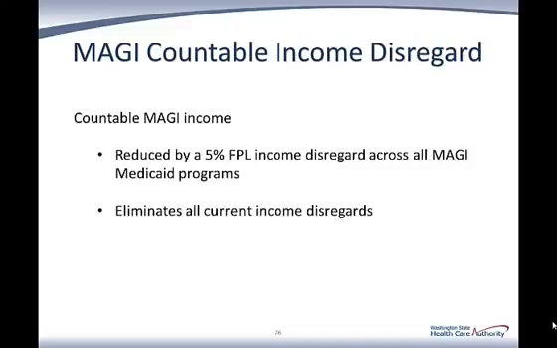For example, for the Family Medical Program, there was a 50% earned income disregard. For Children's and Pregnancy Medical, there was a $90 earned income disregard. These three existing programs also had child care and child support disregards. Again, these multiple disregards have been replaced by one 5% disregard across all four MAGI Medicaid programs.